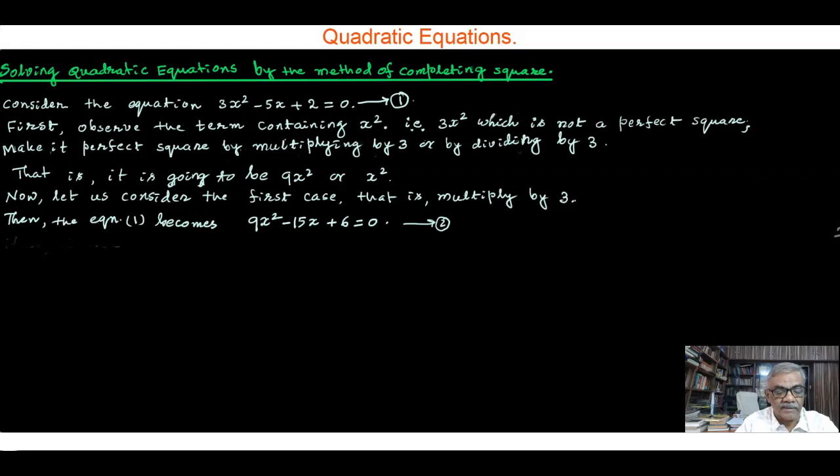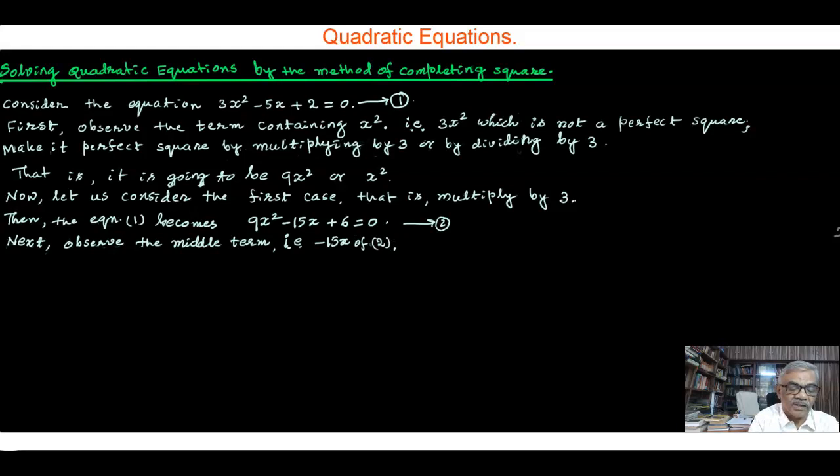Next observe the middle term, that is minus 15x of equation 2. It does not contain 2 into 3 into x, but contains 3x only. 3x into 5 is equal to 15x. Therefore 3x is a factor of minus 15x.